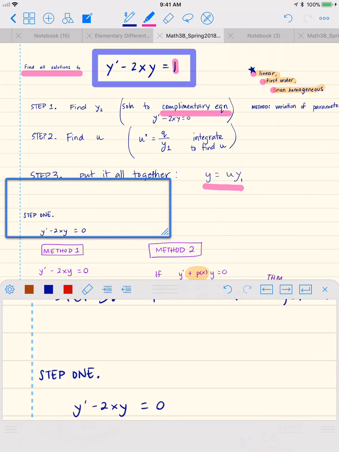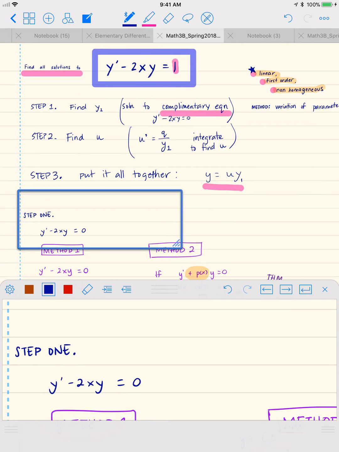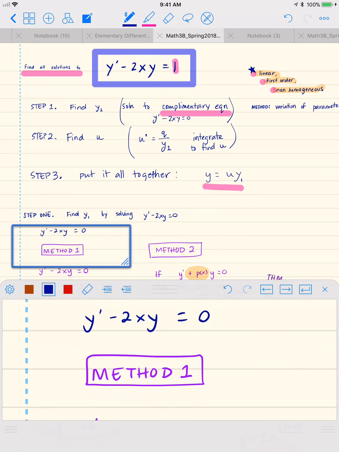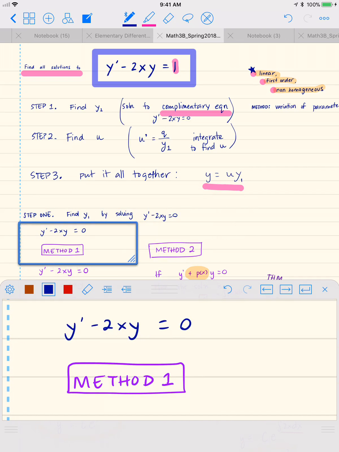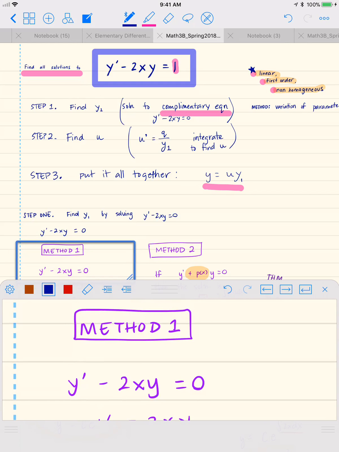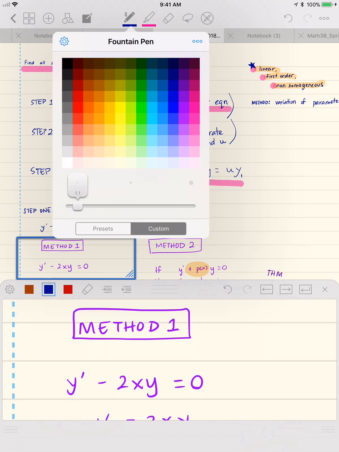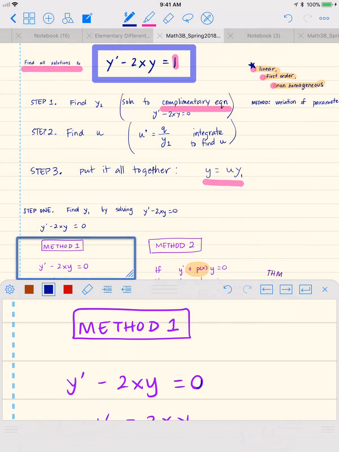So now to do step 1, remember step 1, what do we do in step 1? In step 1, we find y1, right, by solving the complementary equation, which is y prime minus 2xy equals 0. And I actually want to discuss 2 different methods for solving it. The first method is going to be the method that we did in class, for this differential equation, y prime minus 2xy equals 0.